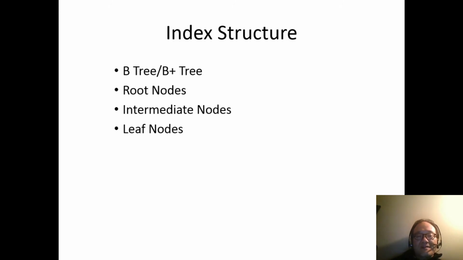Index files have the B tree or B plus tree structure. The terms B tree and B plus tree are very often used interchangeably. With an index file, there is a hierarchy of levels. We have root nodes, intermediate nodes, and leaf nodes in the hierarchy. There is only one root level for root nodes. There can be multiple intermediate levels for intermediate nodes, and there is only one leaf level for leaf nodes.